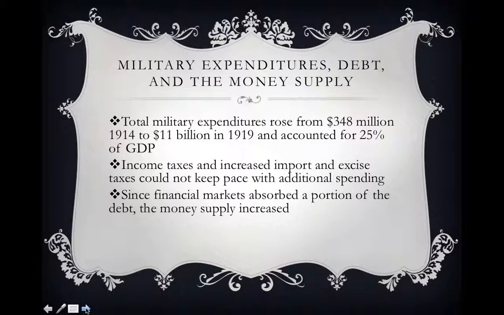Let's take a look at the total military expenditures, all right? A dramatic increase, obviously, in wartime. In 1914, military expenditures were roughly $350 million. They rose to $11 billion in 1919. And military expenditures accounted for 25% of gross domestic product. So you can see how important government expenditures related to the execution of the war were to the economy. They rose to 25% of total GDP during the time period.